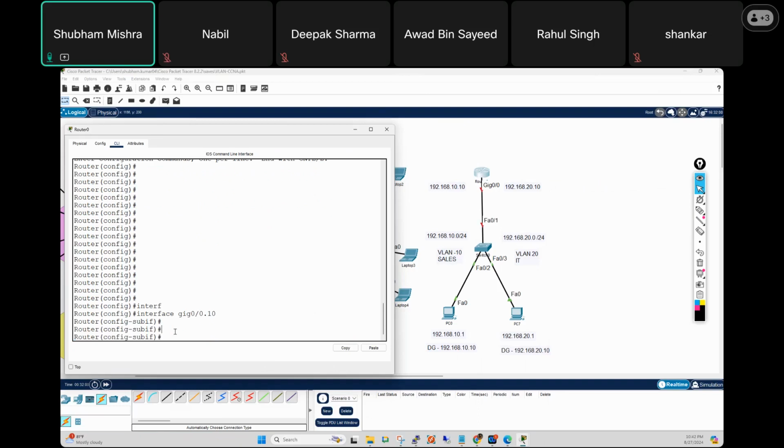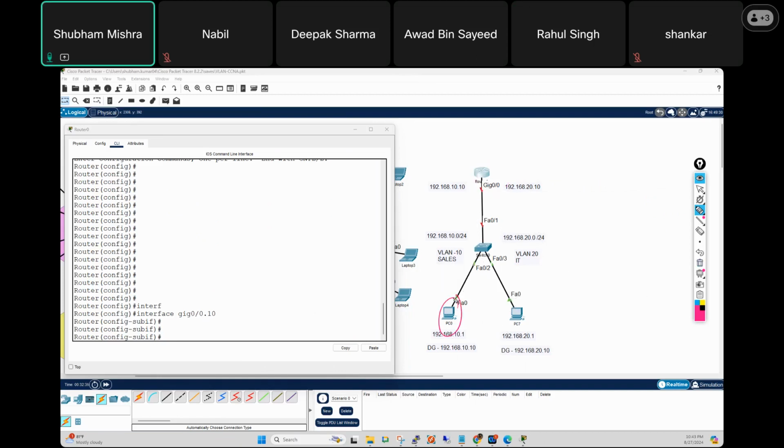Now, after that, you need to configure one more command here. Try to understand why I am telling you this. For example, this PC sends a packet that reaches here. This PC also sends a packet that reaches here. It means this packet belongs to VLAN number 10 and this packet belongs to VLAN number 20. Now the problem is how the switch will understand this. Are you getting my point?